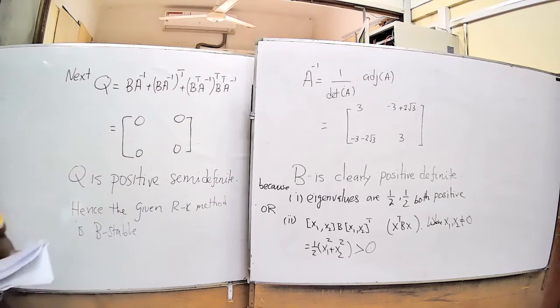Hence the method is B. Okay, so this is an example of how you can use this matrix Q and B to define B stability, right? So this is according to the theorem: if the matrix B and Q are non-negative definite or positive semi-definite, then the method is B stable.